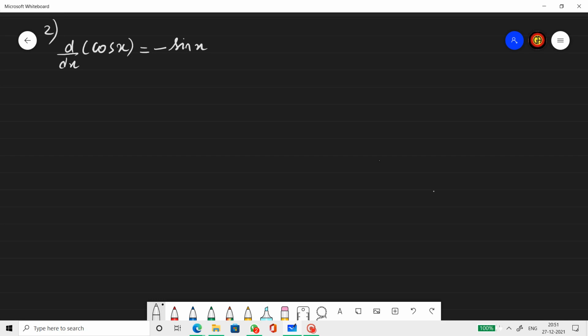So next is differentiation of cos x, which we know is minus sin x, but now we need to get it by first principle. So d dx of cos x equals limit h tending to 0 cos of x plus h minus cos x by h.